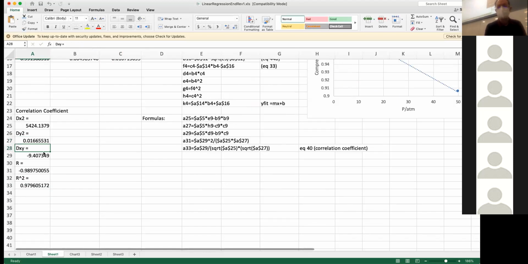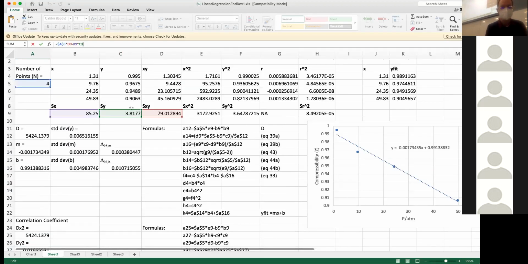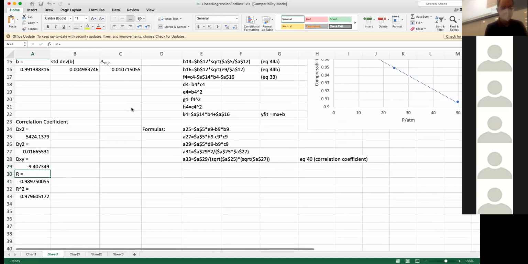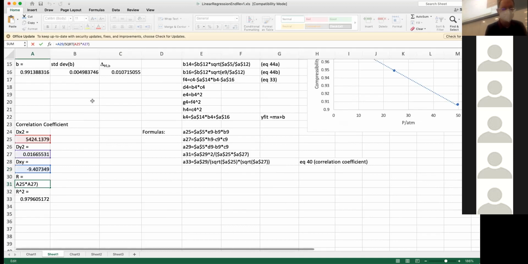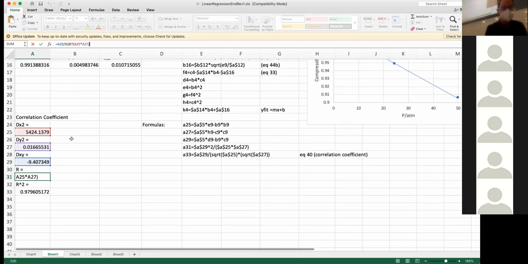This Excel file is going to be on the Blackboard, so you can take a look if you want later. And dxy is calculated according to this formula. And so the correlation coefficient is just dxy divided by the square root of dx squared and dy squared.